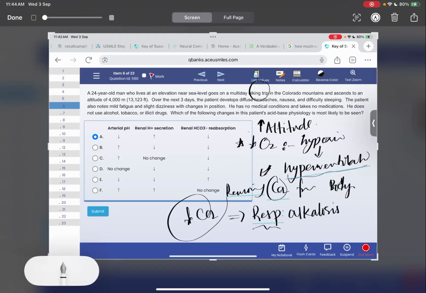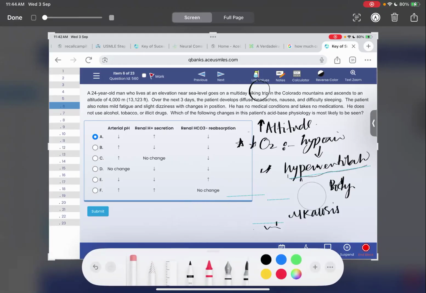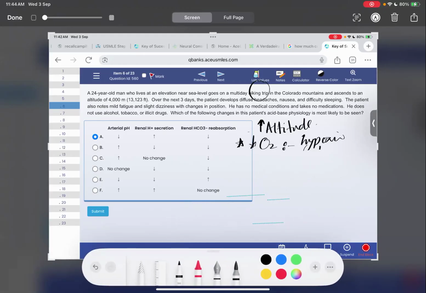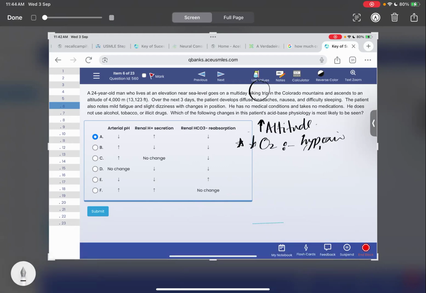So what are the options? It is easy now. Alpha will be option A. So don't look into the mark. Okay, it is not correct. Sorry, sometimes it comes by itself. We will actually have increased pH because of the alkalosis. So we have respiratory alkalosis, so we have three options with increased pH.